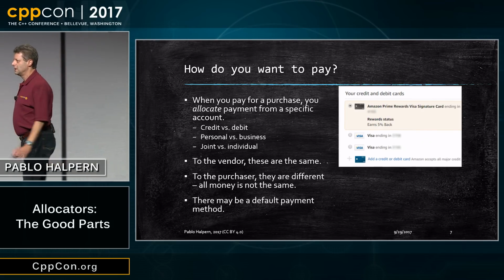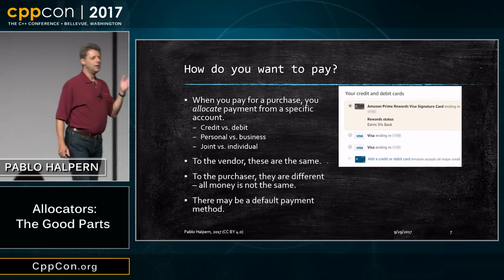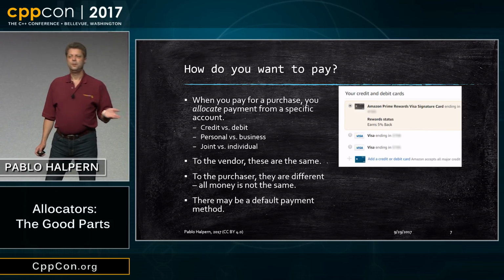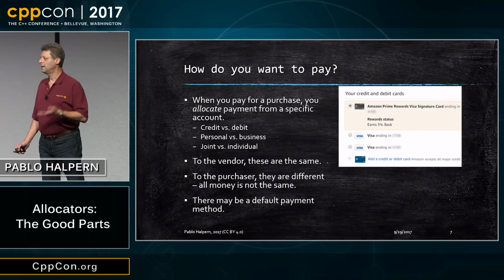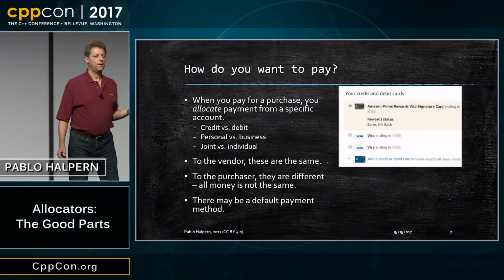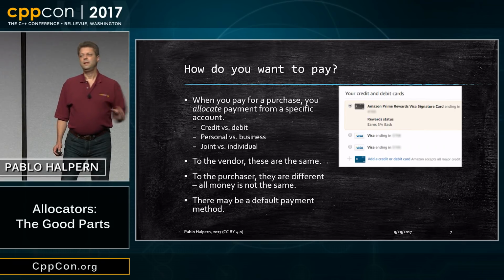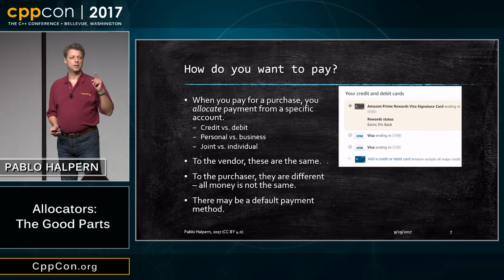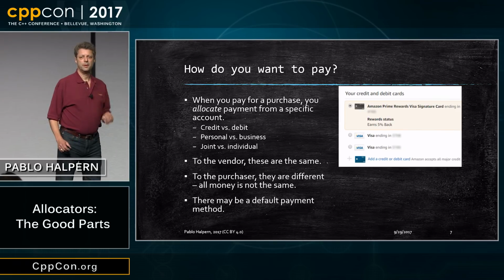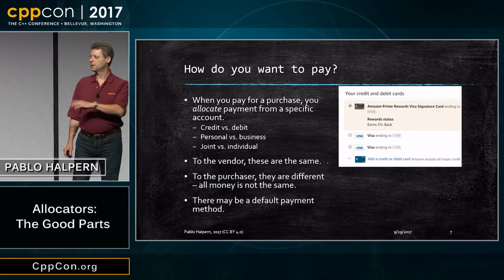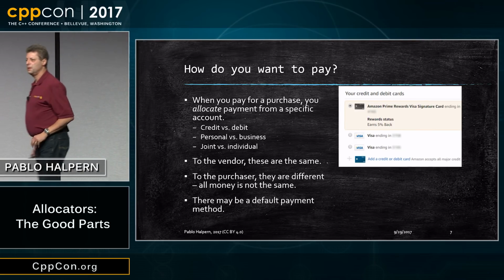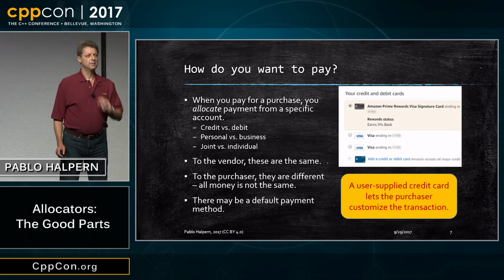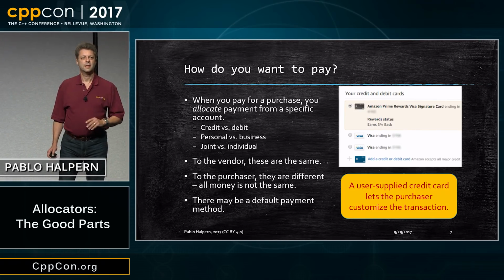Here's an analogy for why we want allocators. When you are checking out from a website, like Amazon in this case, and you want to pay for the purchase, you have to tell it how you want to pay: what credit card or debit card you're going to use. There may be a default, but you get to choose your own. To the vendor, it doesn't matter. Money is just money, and they're going to get their money. But to you it may matter, because one card may have rewards points, another may be for your business purchases, one for your personal purchases, one that you don't want your spouse to know about. So the credit card is a customization point. It lets the purchaser customize the transaction.